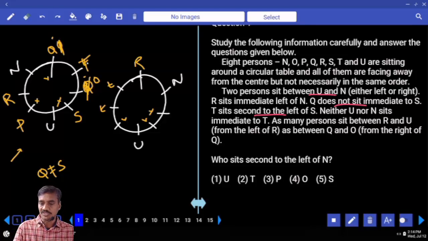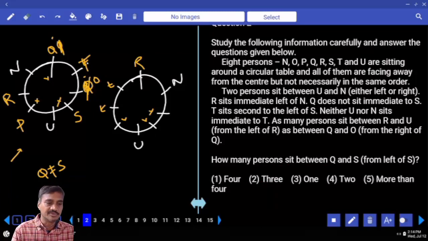Now this is about question numbers 1 to 5. Now here, who sits second to the left of N? Now P, that is given in choice 3, question number 1. And how many persons are in between Q and S? Now in between Q and S there are exactly 2 persons, and 2 persons from the left of S, 2 people. Then choice 4, question number 2.